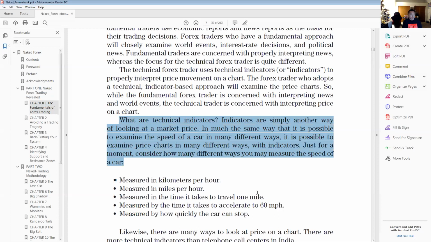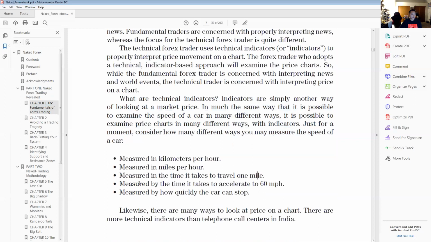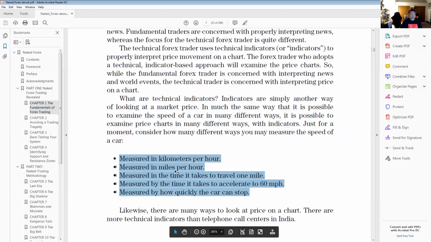Indicators are simply another way of looking at a market price in much the same way that it's possible to examine the speed of a car in different ways. It is possible to examine price charts in many different ways with indicators. Just for a moment, consider how many different ways you may measure the speed of a car. True. And they give you this. Everything that's being measured per hour, per mile, this is just like having 5, 6 different indicators.